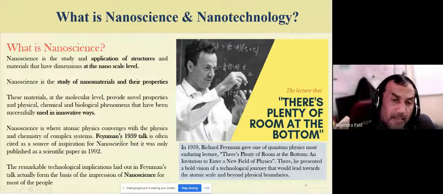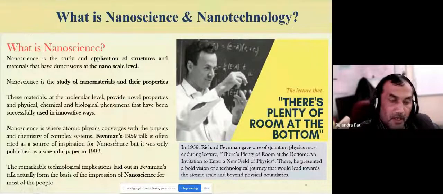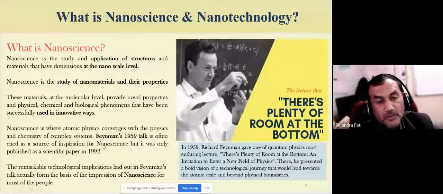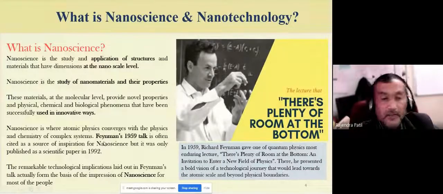And it was way back in 1959, his talk. However, his talk got published in 1992, and then the people could know. Of course, the field of nanoscience has had a very dramatic development. I'll speak about that in a subsequent slide. But had the scanning tunneling microscope and the high resolution electron microscope not been invented, the field of nanotechnology would not have progressed. Thanks to the invention of the scanning tunneling microscope and electron microscope, this nanoscience and nanotechnology field could grow.